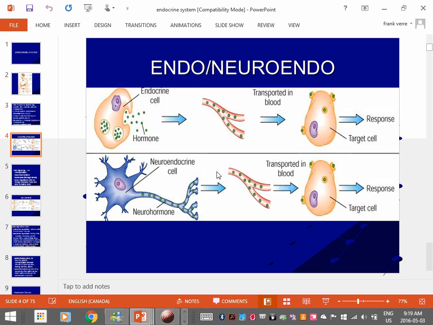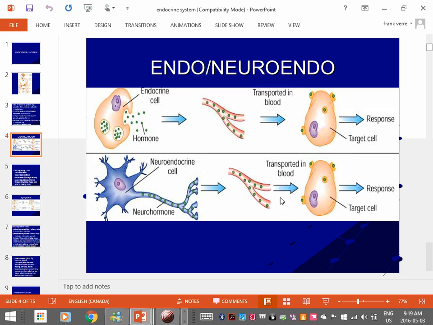So here are some of the ways chemicals can be transported from one part to another. This is what we're going to focus on. We're going to focus on this mechanism. A cell makes a hormone. The hormone travels into the bloodstream, circulates around the body, and then hits a target cell.